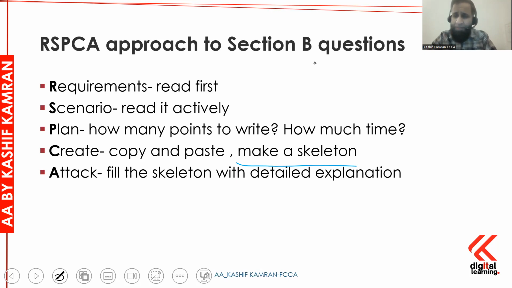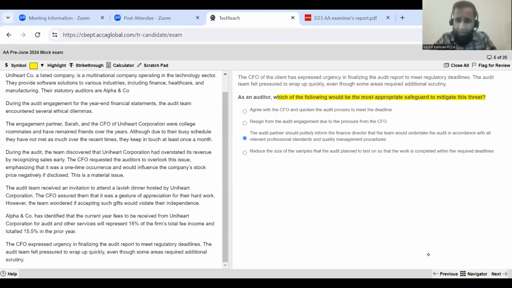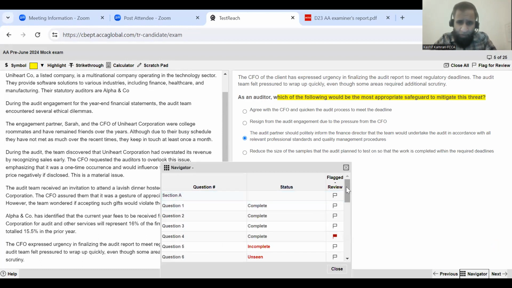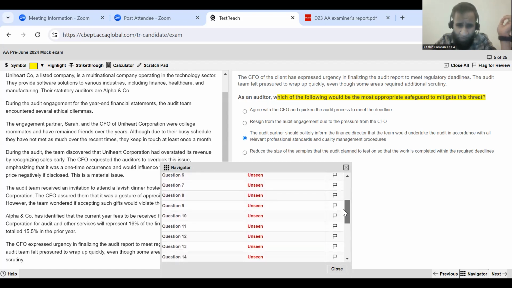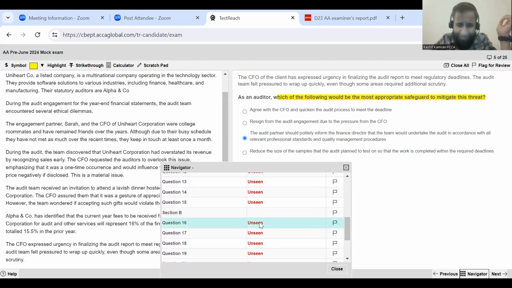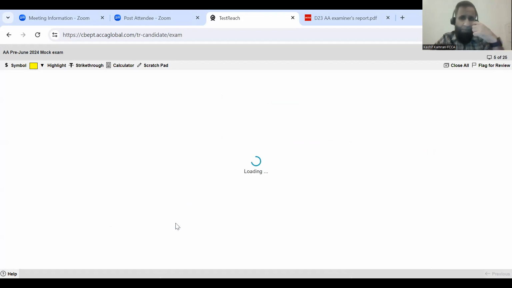Okay, can you see the practice platform back on your screen? I'm going to section B now. I'll go to the navigator, and from the navigator, I'll choose. 15 questions are under section A, so the 16th question will be section B, right? So I'll go down, down, down. I can see section B in the navigator. I click on question number 16. That's where section B starts from. I click and I'll reach here.